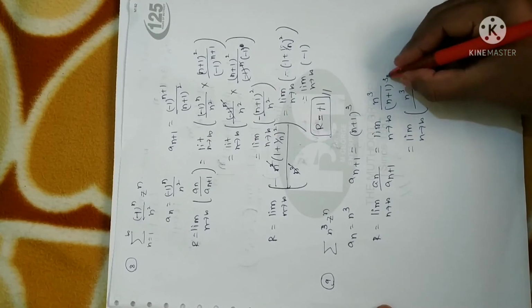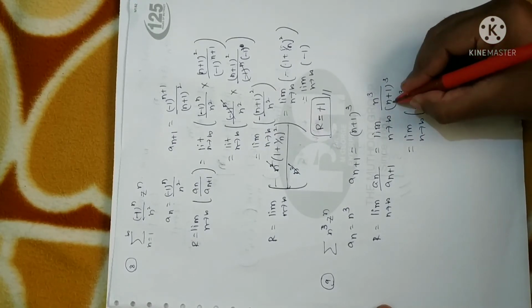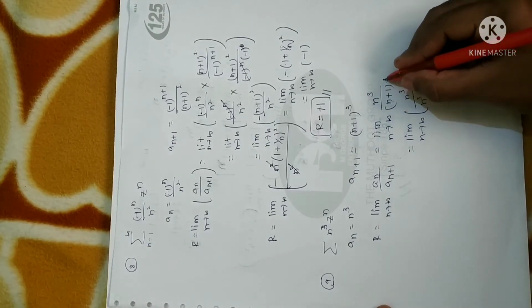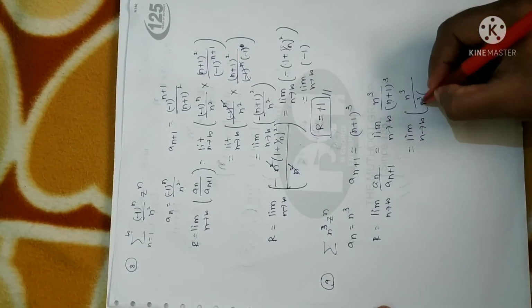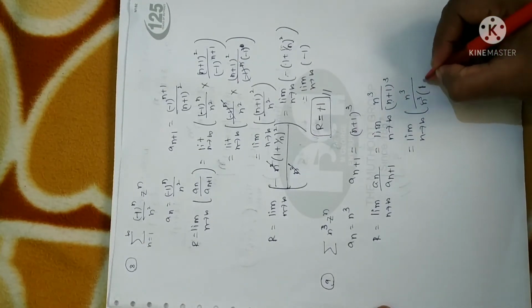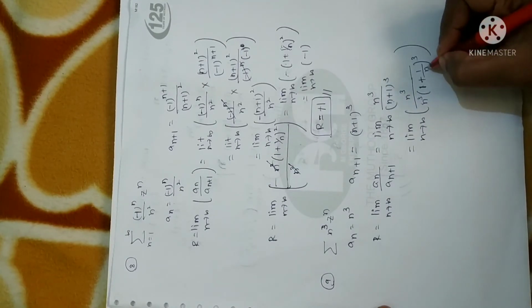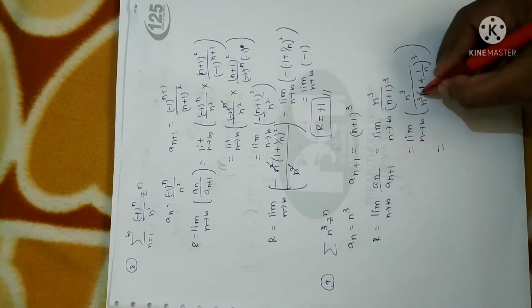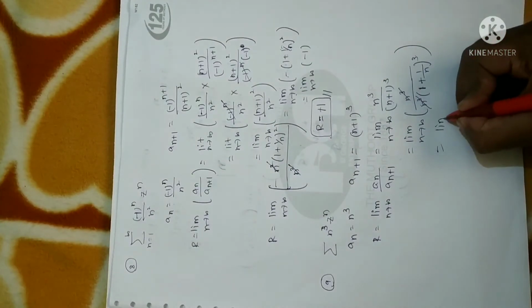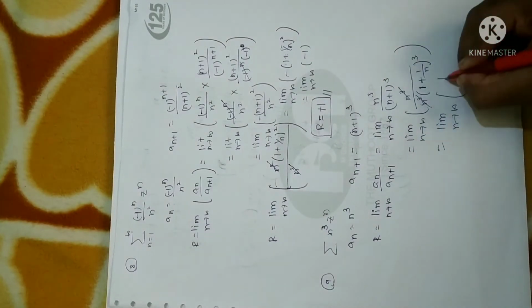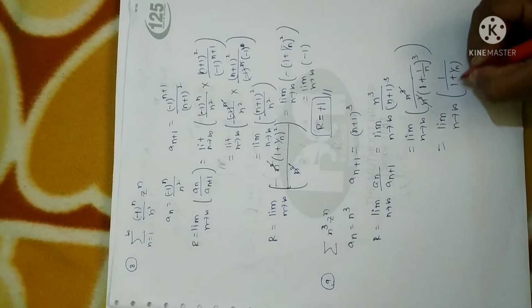In the denominator, let me take n cube as a common term. Remember, you cannot take n as a common term. Why? Because we have whole power 3. So, I have taken n cube as common. So, you will get 1 plus 1 by n whole cube. You cannot put cube again here, because you already have the cube there. Fine. Now, n cube and n cube get cancelled. You will get limit n tending to infinity 1 divided by 1 plus 1 by n whole cube.